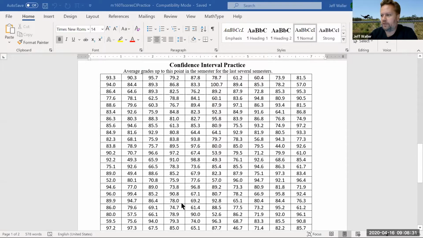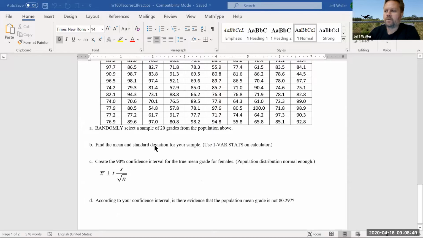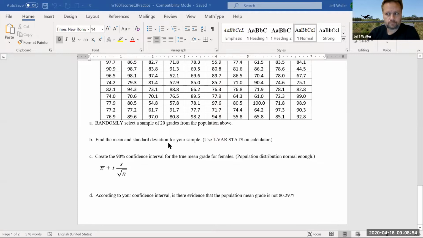You can make little designs in here and do stuff, but it's probably best to drop a pencil on it, throw a dart at it, close your eyes and point at it, something like that. Get 20 data points by doing that. Then you have to use one var stats to get your mean and standard deviation. And then I was incredibly nice and gave you the formula to remind you that you have to use the T-score because you're only going to know S.